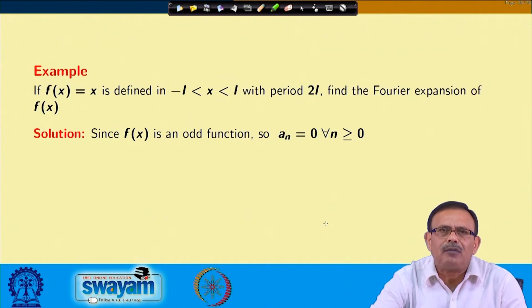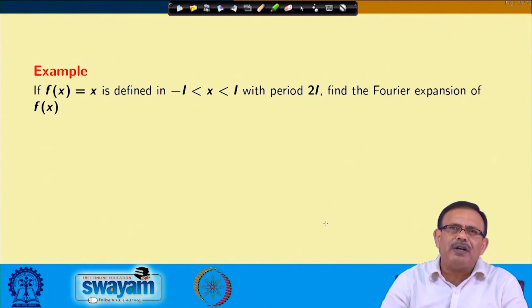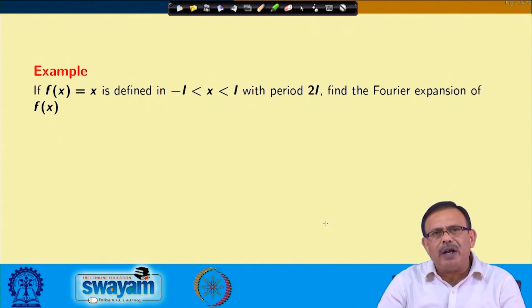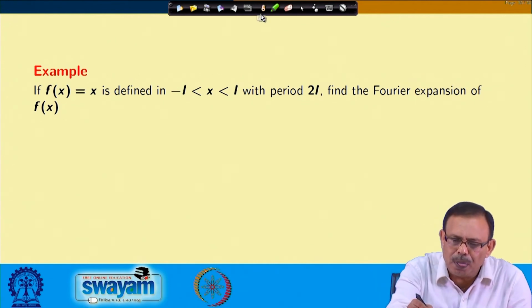And let us see, we have a function f(x) which is defined in the period minus L to L with a period 2L. We want to find out the Fourier expansion of this function f(x), which is defined in minus L to L.